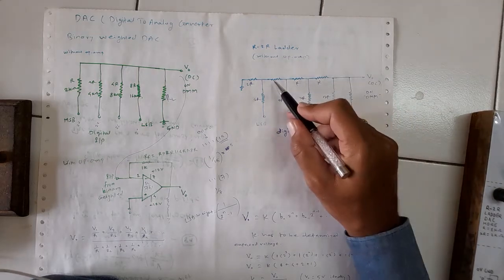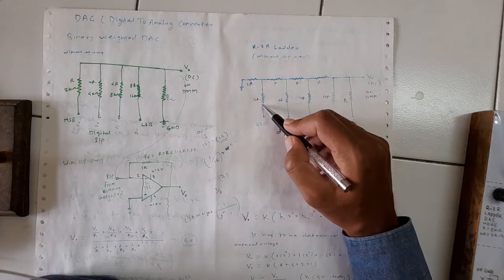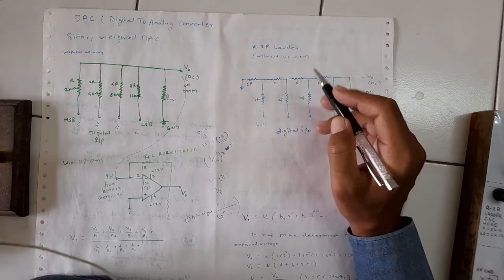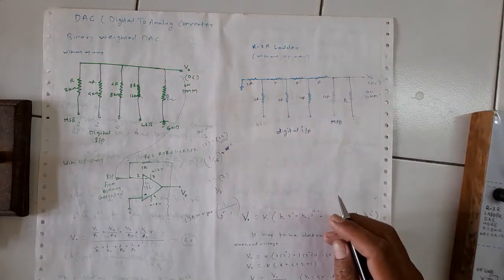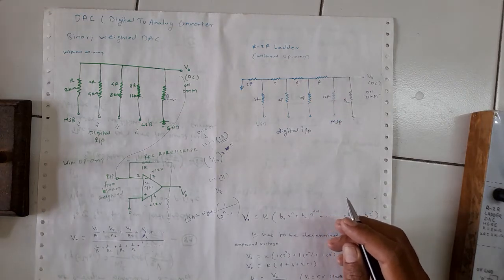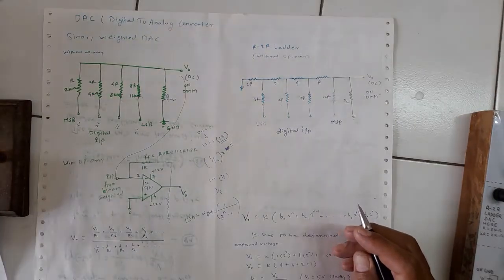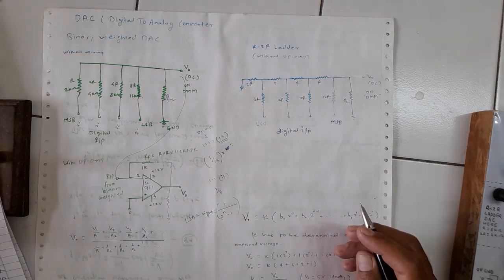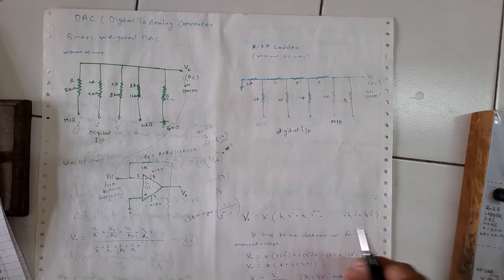So what is it? R2R. If we try to find the equivalence of this, we will get R only. So this is how the R2R ladder actually works. It is also called a binary ladder, because only 2 resistances are used in this kind of DAC circuitry.